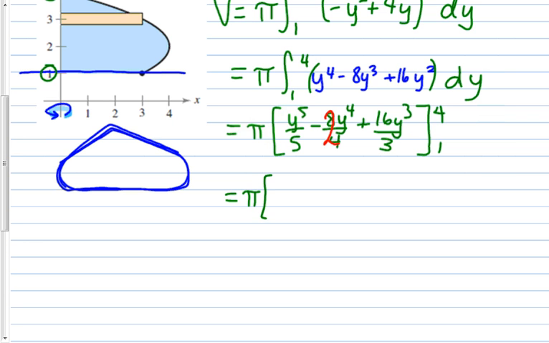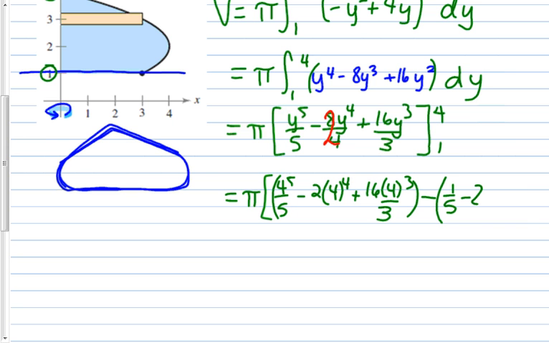So we're going to plug in the 4 first. And we get 4 to the fifth divided by 5 minus 2 times 4 to the fourth plus 16 times 4 to the third divided by 3. And then minus, and we're going to plug in the 1. So 1/5 minus 2 plus 16 over 3.